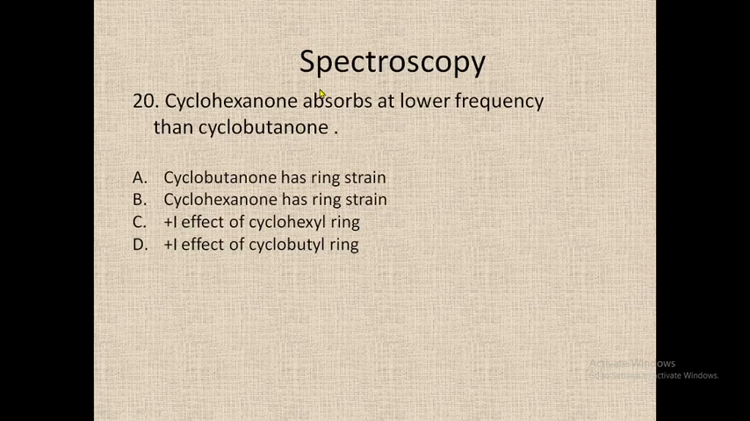The next question. Cyclohexanone absorbs at lower frequency than cyclobutanone. What's the reason? Option A, cyclobutanone has ring strain; cyclohexanone has ring strain; plus I effect of cyclohexyl ring; or plus I effect of cyclobutyl ring. So what will be the reason?